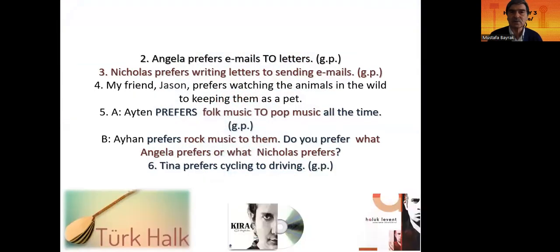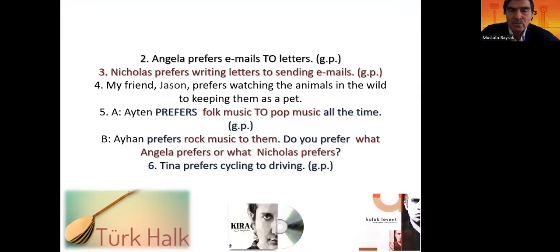2. Angela prefers emails to letters. Yes, general GP, general preference. 3. Nicholas prefers writing letters to sending emails. Okay. My friend Jason prefers watching the animals in the wild to keeping them as a pet. Ayten prefers folk music to pop music all the time. This is her preference. This is her habit.